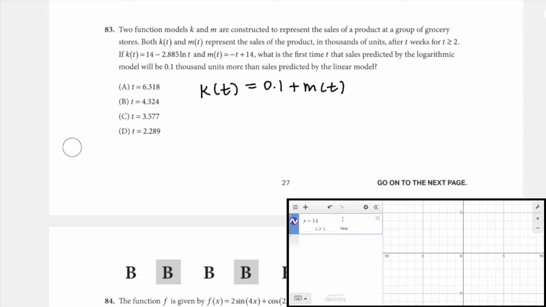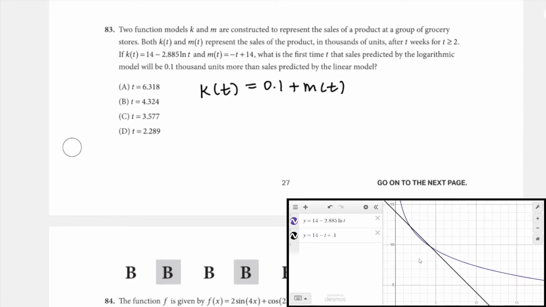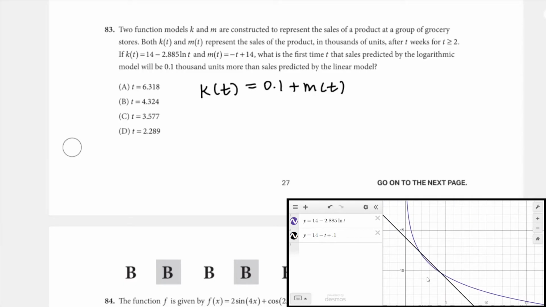14 minus 2.885 log of t, y equals 14 minus t. But I actually want m of t plus 0.1 to equal k of t. And the first time, I see 2 times that happening. So that's 1.807.